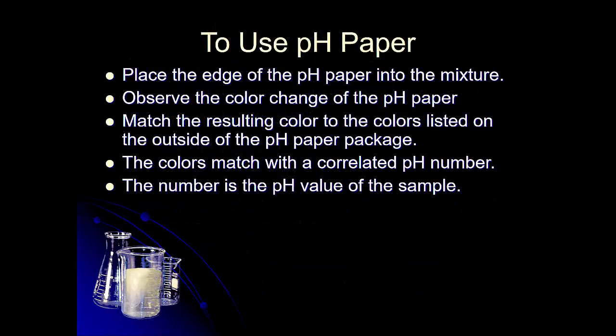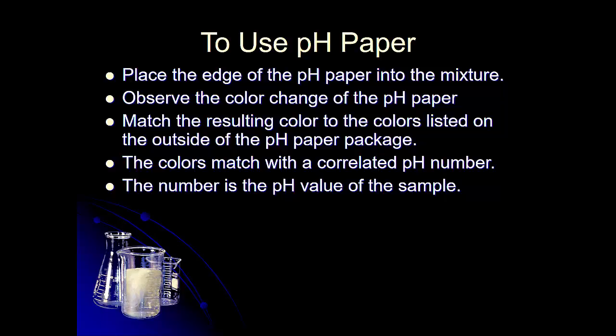So how do you use your pH paper? You're going to take a strip of pH paper and place just one edge of it into the mixture, into your liquid that I tell you about. You're going to observe the color change of the pH paper, and then match the resulting color to the colors listed on the outside of the pH paper package.